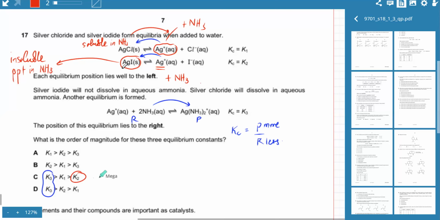Okay, is this point clear? Yes, sir. Okay, for the rest, is this clear to everyone? Minal, is this clear? Rida, Hiba? Yes, sir.